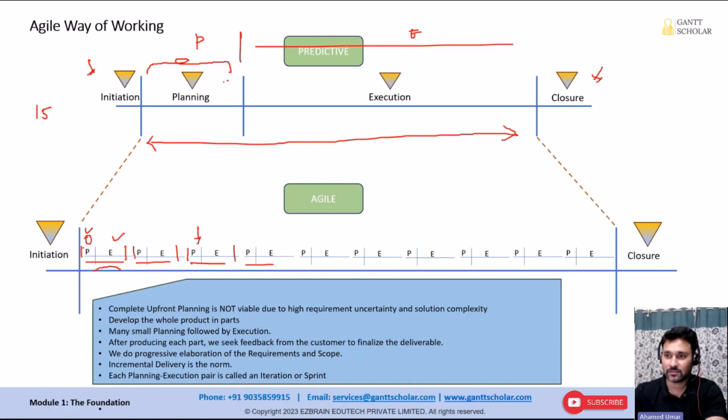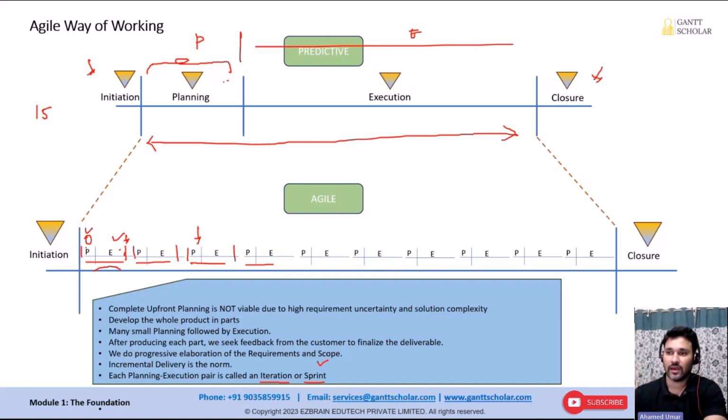Each planning and execution pair is called an iteration or a sprint. Both are synonymous; some people call them iteration, some people call them sprint, and they're the same. During execution, we do testing. We do reviews with the stakeholders whether the work is okay or not. We do something called a product demo by the end of every iteration. This is where we do monitoring and controlling to check whether we have done the work according to the expectations of the stakeholder.